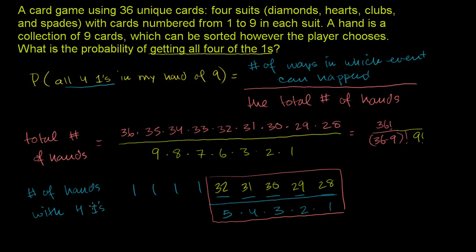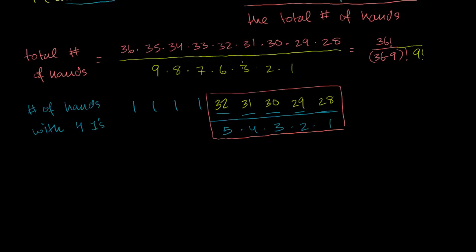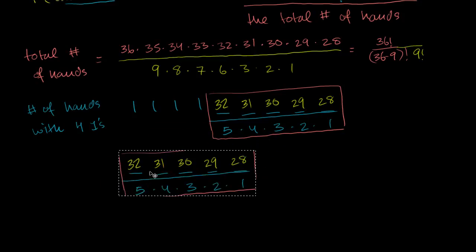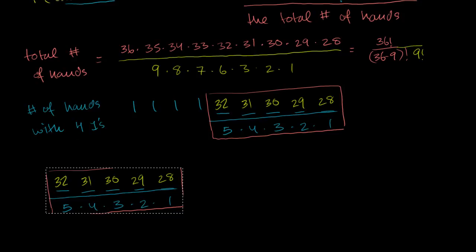Now, we know the total number of hands with 4 ones is this number. And now we can divide it by the total number of possible hands. And I didn't multiply them out on purpose so that we can cancel things out. So let's do that. Let's take this and divide by that. So let me just copy and paste it. Let's take that and let's divide it by that. But dividing by a fraction is the same thing as multiplying by the reciprocal. So let's just multiply by the reciprocal.